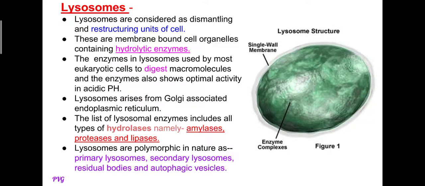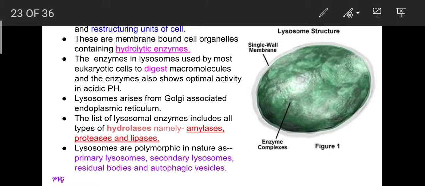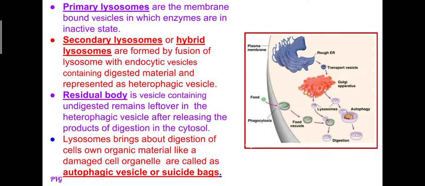Lysosomes arise from the Golgi associated with the endoplasmic reticulum. Besides this, the list of lysosomal enzymes includes hydrolases, that is hydrolytic enzymes, and the list of hydrolase enzymes is amylases, proteases, and lipases. Besides this, lysosome is known for its polymorphic nature, or it shows the polymorphism phenomenon, because it has primary lysosomes, secondary lysosomes, or the hybrid lysosomes, residual body, and autophagic vesicles.